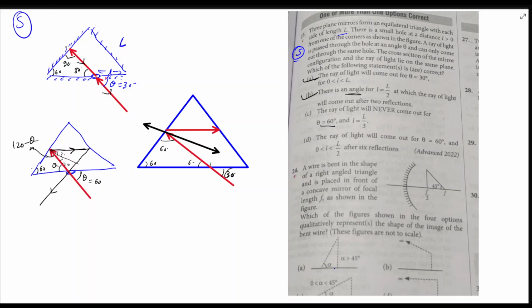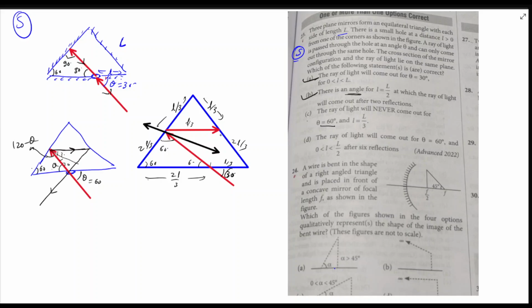Okay, now look. So this is L by 3. So this will be 2L by 3, right? And if this is 2L by 3, this must be 2L by 3. And this is 2L by 3, then this will be L by 3. And if this is L by 3, then this must be L by 3, right? Because the angles are same, right? So this will be L by 3. Okay, no worries. So this will be 2L by 3.